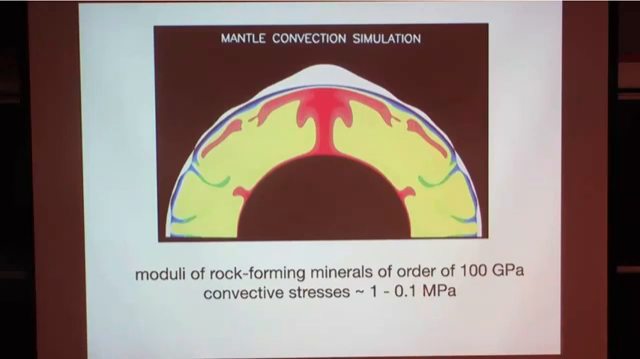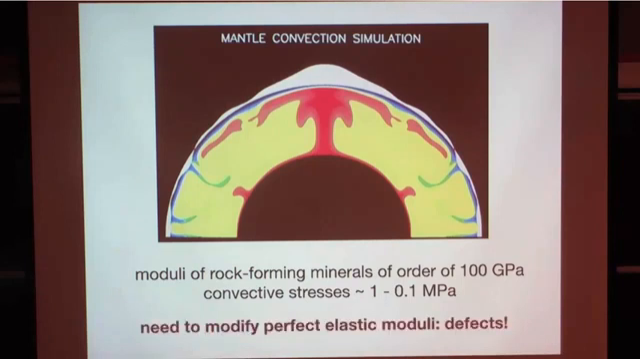The perfect single crystal elastic constants can't be what's accommodating the flow in the mantle, right? And in particular, we need to modify these perfect elastic moduli. We need to have defects, right? They can't be perfect, because otherwise nothing would ever happen, right? So that's the reason why we need to talk about defects. Where do the defects come from? Why do we have defects?